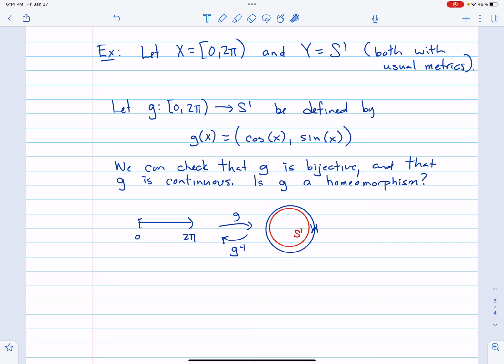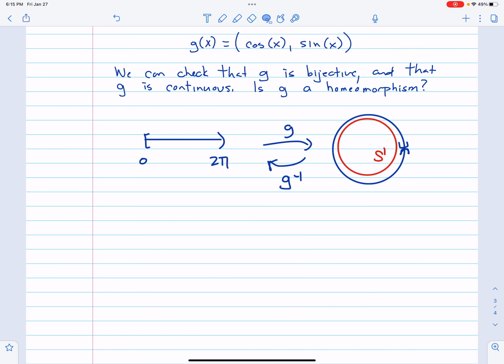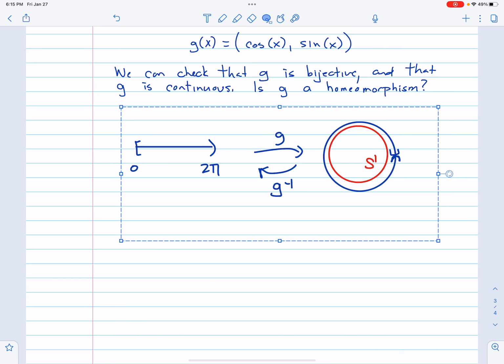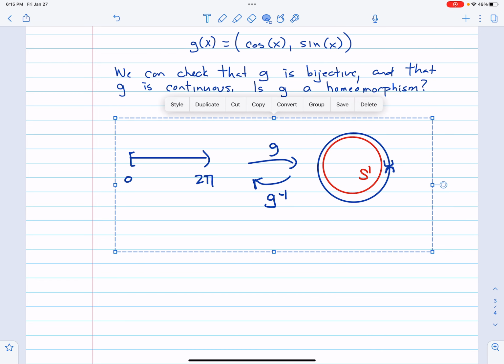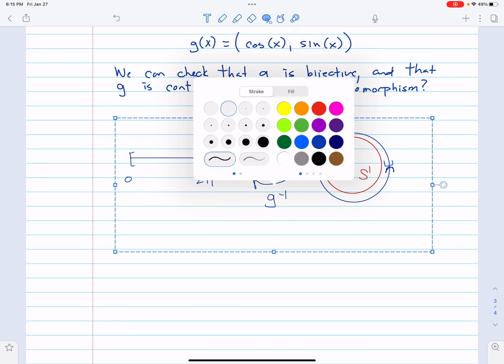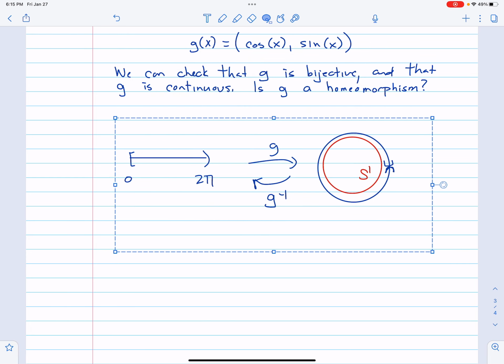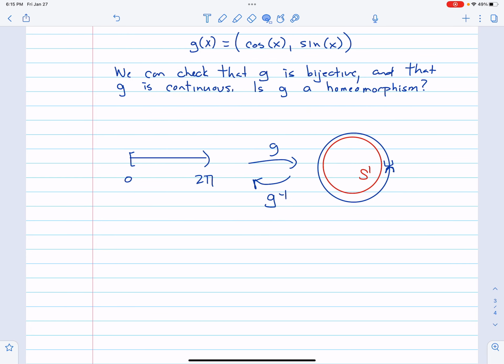Okay, so the question is, is this g inverse function a continuous function? And maybe I'm going to make this a little bit bigger just because I can draw more on it. It's kind of nice lecturing on this because I can edit things however I want them to be edited. Okay, so I made that bigger for us. So the question is, is g inverse continuous? And the answer is no.